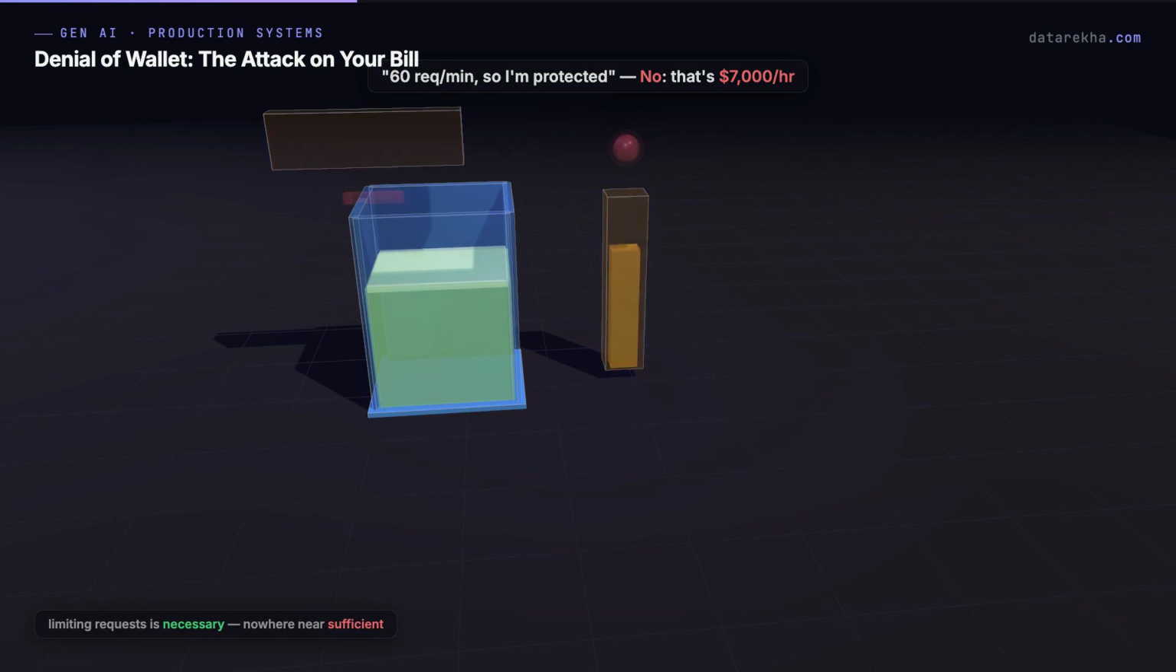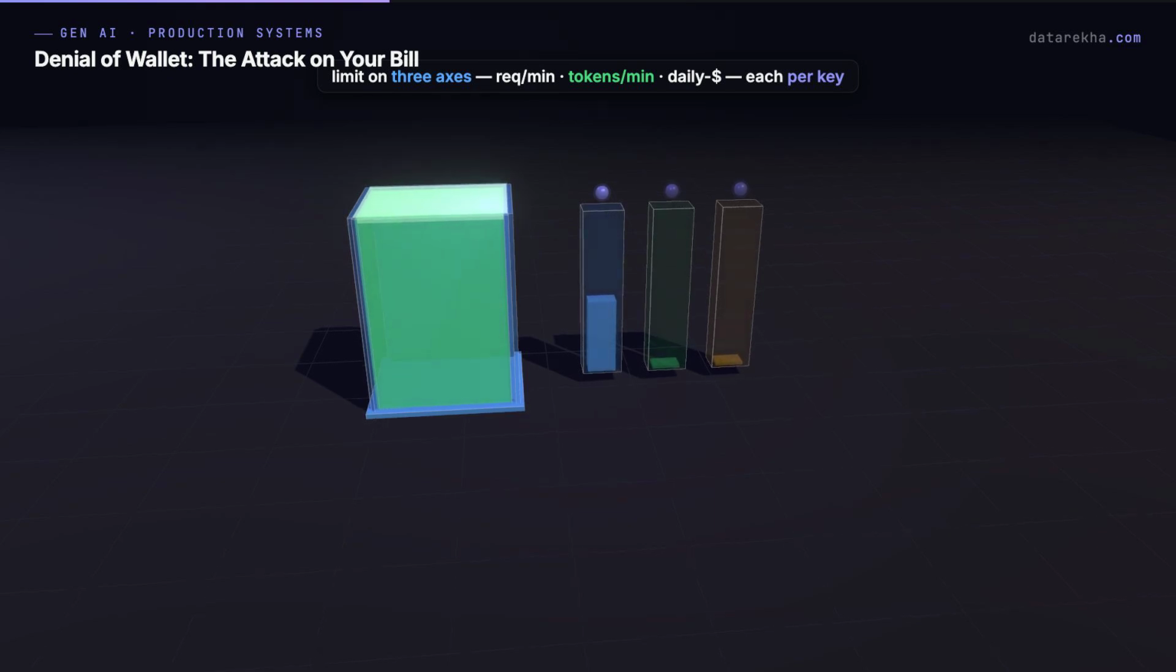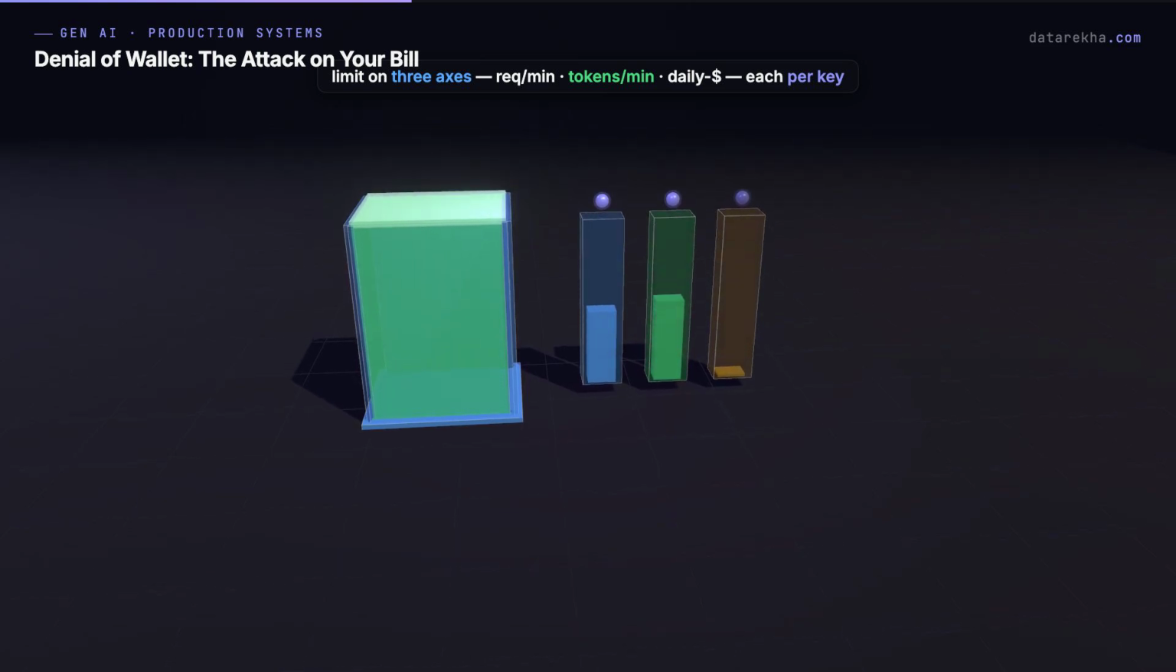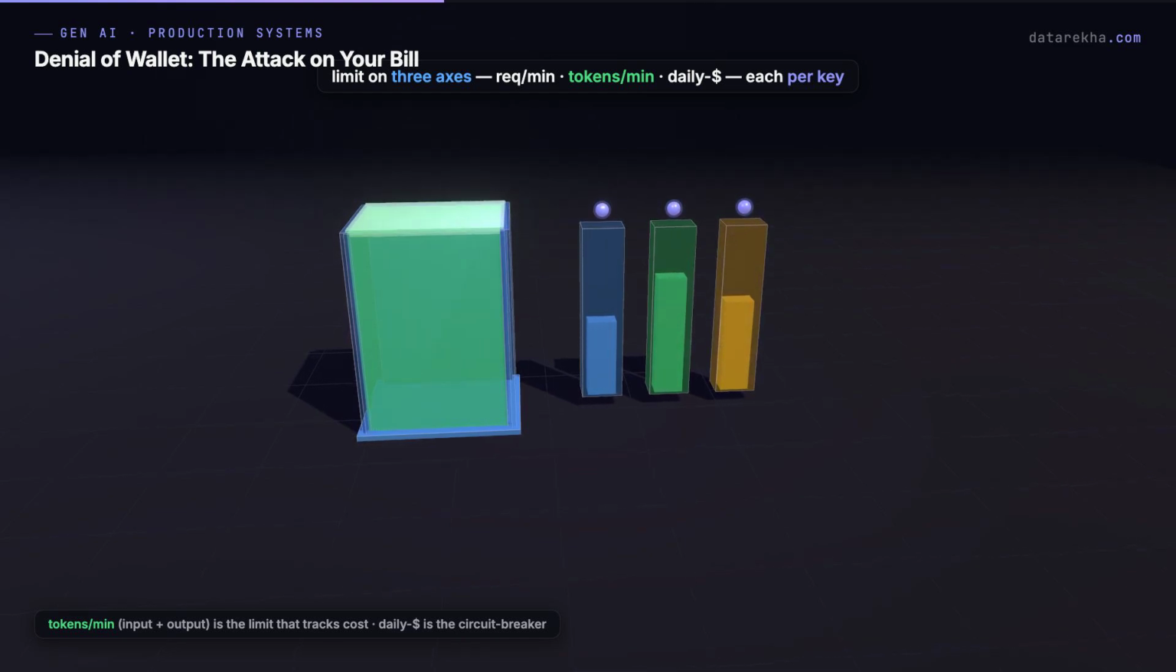So you limit on 3 axes, each keyed per API key. Requests per minute, baseline hygiene. Tokens per minute, input plus output, the limit that tracks cost. And a daily dollar budget, your hard financial circuit breaker.